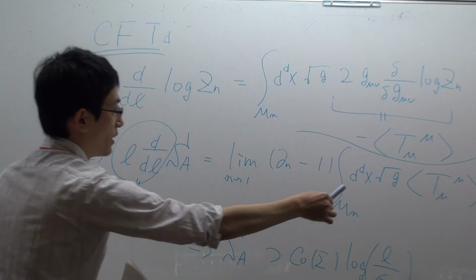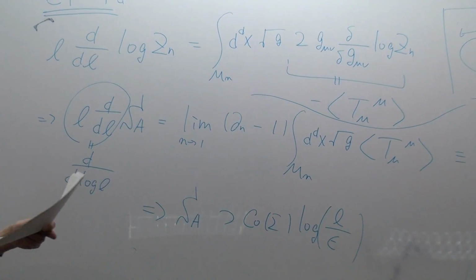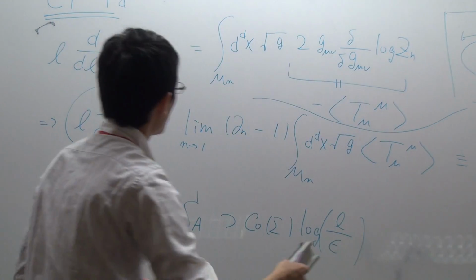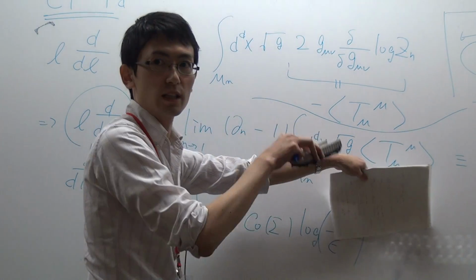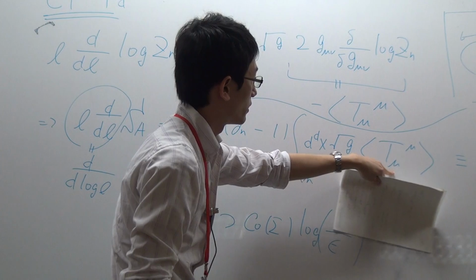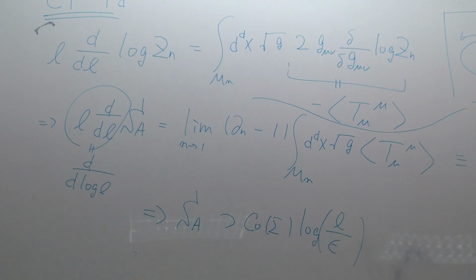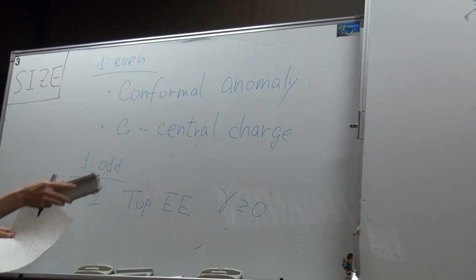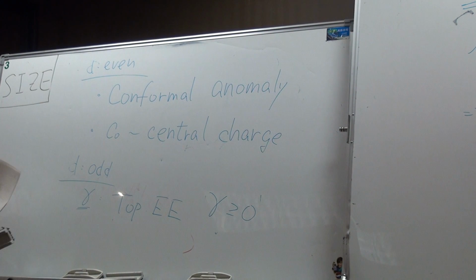So this guy is the origin of the log divergence. For a conformal field theory, this is always 0 at the classical level, but quantum mechanically it does not vanish because of the conformal anomaly. And the conformal anomaly only appears in even dimension. So in odd dimension we don't have any log divergence, but in even dimension we have a log divergence due to the anomaly.